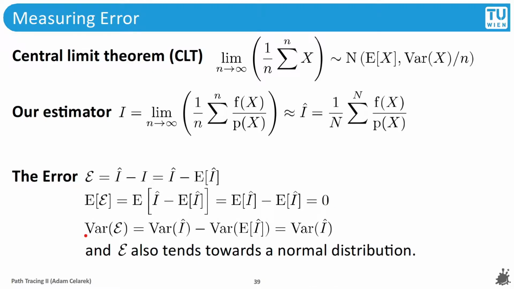We can also look at the variance of the error. We saw that the variance of a sum of stochastic variables is the sum of variances. So we can fill in, and the variance of an expectation is 0, so therefore the variance of the error is equal to the variance of the estimator. And finally, now without steps, the distribution of the error also tends towards a normal distribution. You should be able to check that without problems on your own.